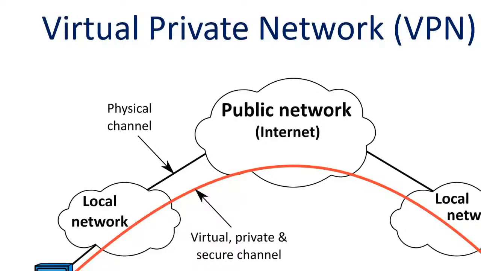Here is a picture that illustrates the topic. You've got your remote user. Maybe they're working from home. Maybe they're working from Starbucks. And if they were just to connect to the internet, it's going to go through that local network. It's going to go up to the public internet and then down to wherever that happens to go. It may or may not be encrypted. It may or may not be secure.